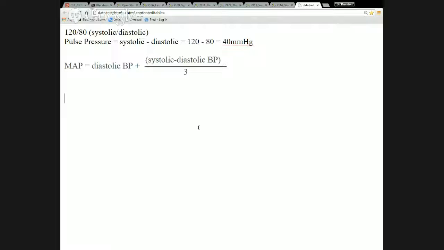Now, that might seem like a kind of strange equation, but I want to explain kind of where it comes from. Now, if we wanted to take an actual average of the 120 over 80 blood pressure, what would that be? 100. Yeah, the number perfectly in the middle there would be 100. That's simply 120 plus 80 divided by 2. And it's a standard way of getting the average.